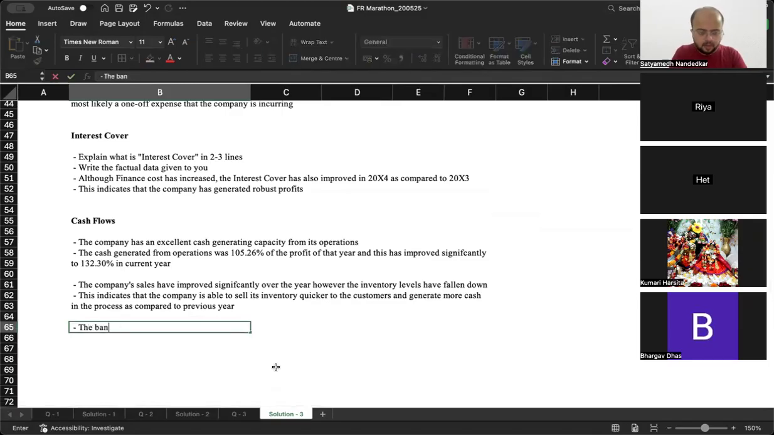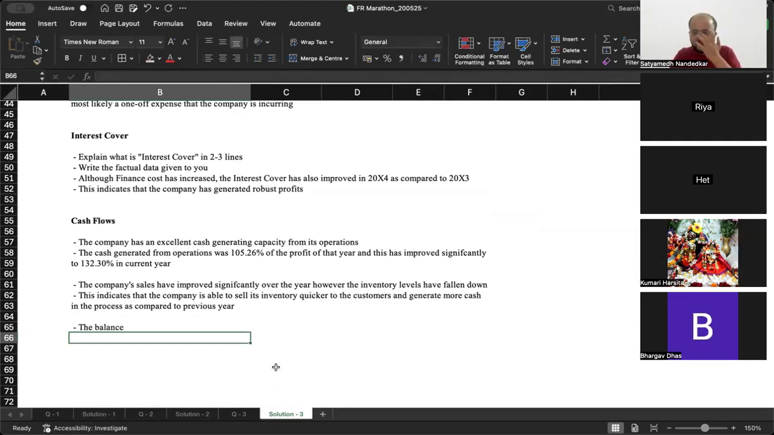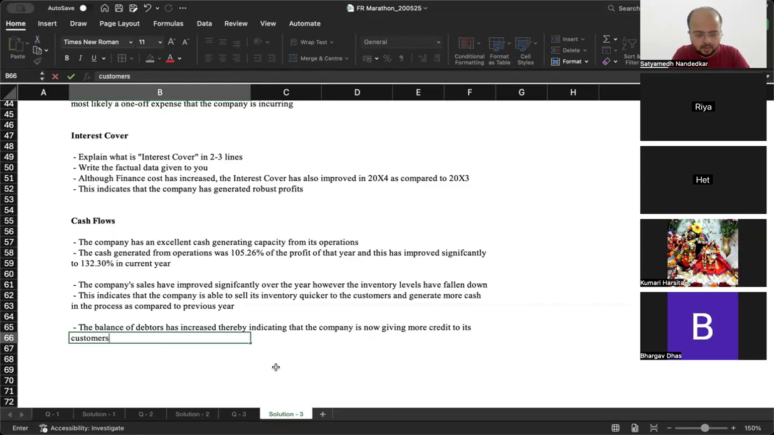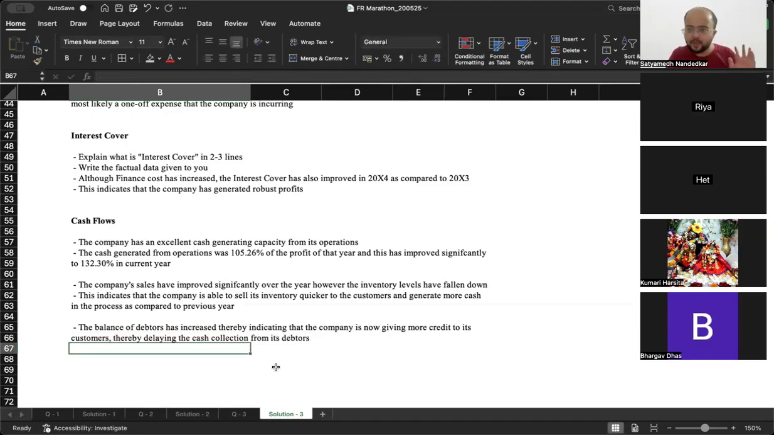तो आपने एक इन्वेंट्री पे, सी डिक्रीज इन इन्वेंट्री मींस लास्ट ईयर 10,000 बैलेंस था, करंट ईयर 5,000 हो गया, तो आपने इन्वेंट्री बेचा तो आपको कैश मिला होगा. देन द बैलेंस ऑफ debtors has increased, thereby indicating that the company is now giving more credit to its customers, thereby delaying the cash collection from its debtors. ठीक है, आपने कैश फ्लो पे आपको कमेंट करना है.